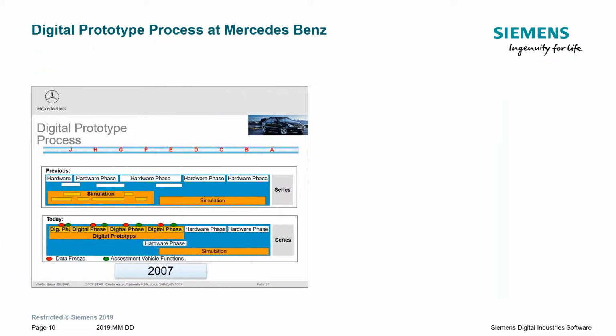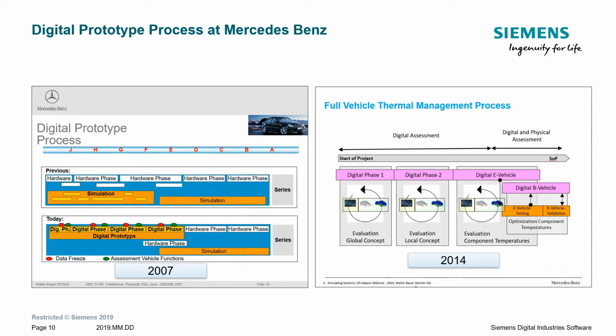Even as far back as 2007, they had a lot of hardware test phases. You could see that in the beginning, they had a whole bunch of different hardware test phases with simulation supporting those test phases. And then they moved to where they had full digital prototyping for roughly the first half of their testing. And then in 2014, they're almost entirely a digital testing house, where really the only physical testing they do is for validation of the model and maybe some special cases, but primarily they have gone completely to digital test. And this has been with the help of Simcenter Star CCM Plus.